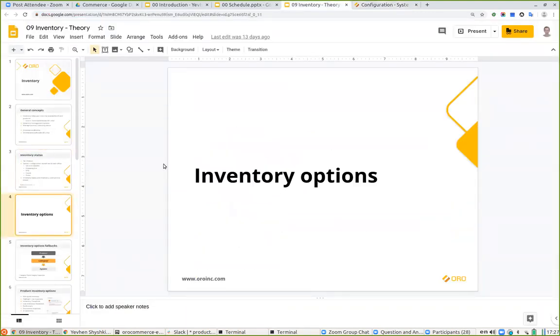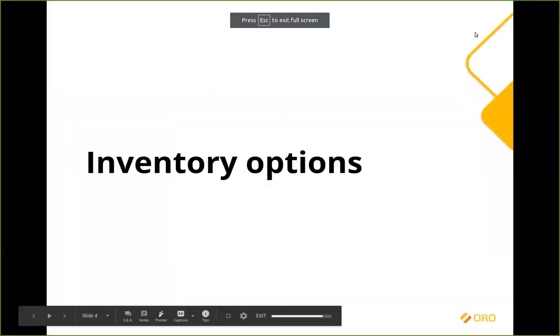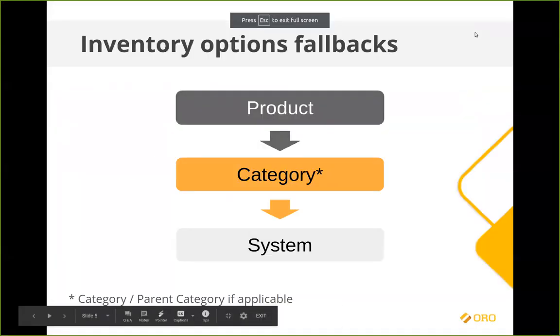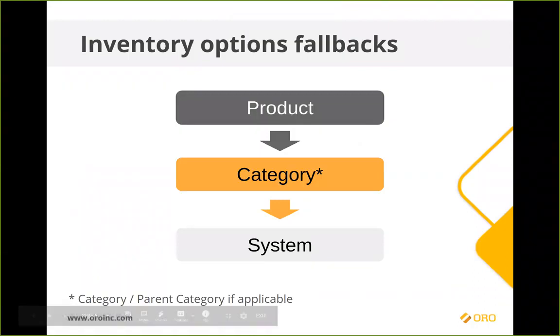Then we have a list of the inventory options. We have quite a lot of them, but again, they use similar customization and similar fallback logic. We have a fallback from the product to the category and from the category to the system, similar to what we have seen for the product unit options. Technically, in the category we also have a reference to the parent category up to the very top, and only then fall back to the system. We have seen this one already when we talked about visibility.